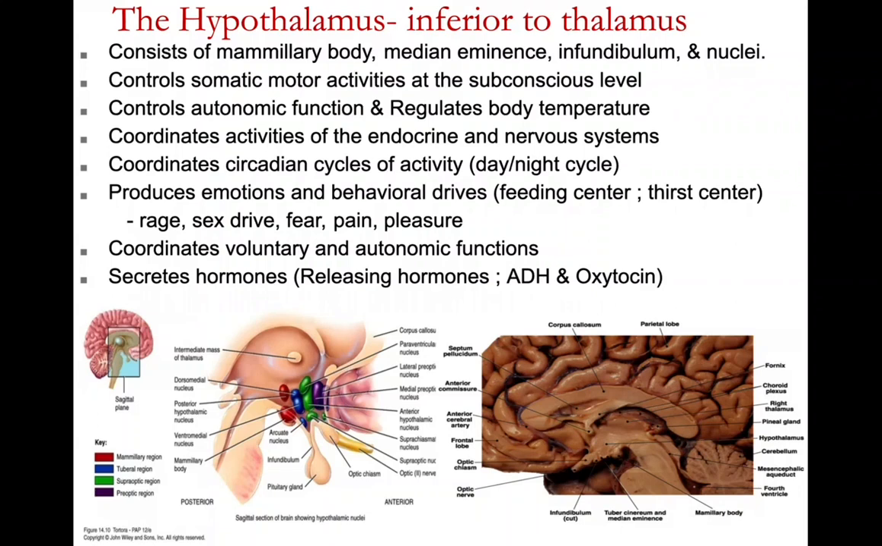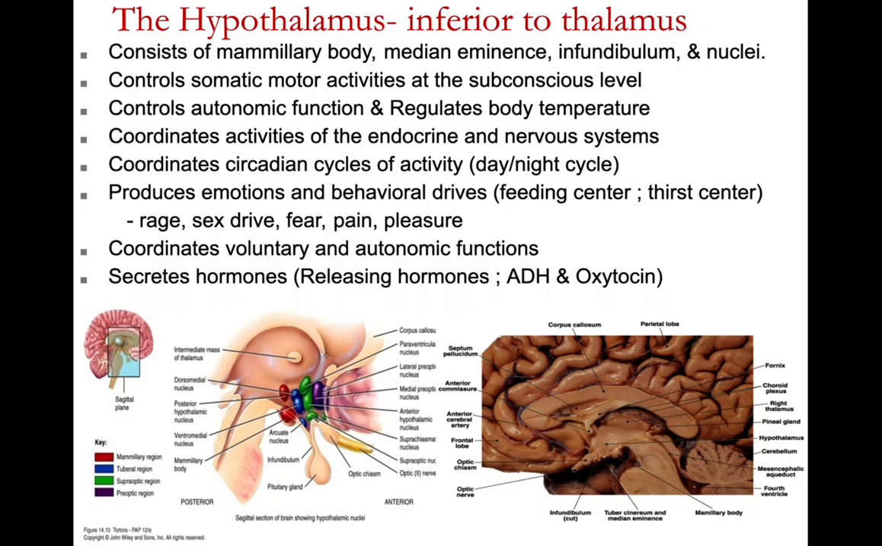So your hypothalamus is inferior to the thalamus. It's going to consist of a mammillary body, a median eminence, infundibulum, and nuclei. It will control somatic motor activities at the subconscious level. So it will control autonomic function and helps to regulate body temperature. It's going to coordinate activities of the endocrine system and nervous system.